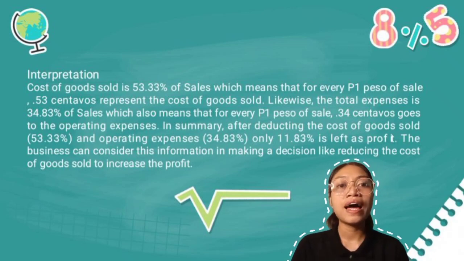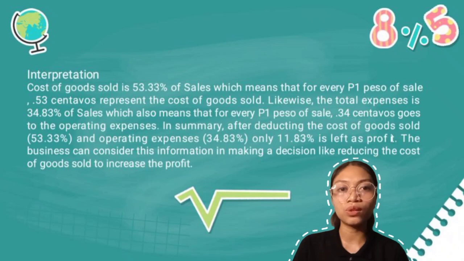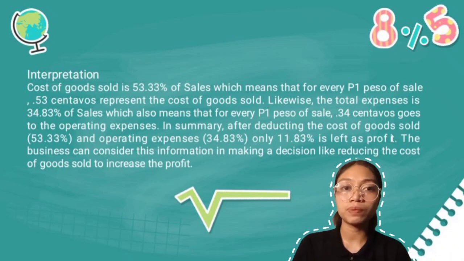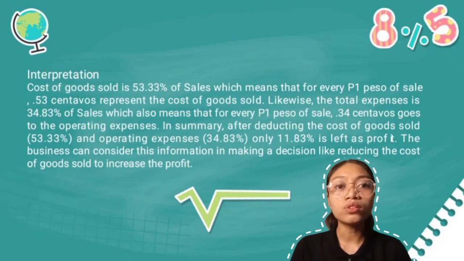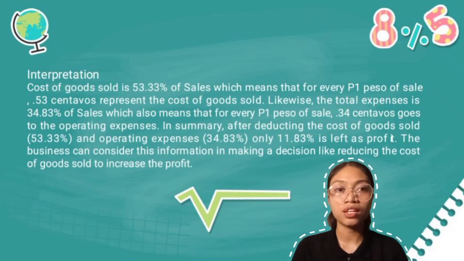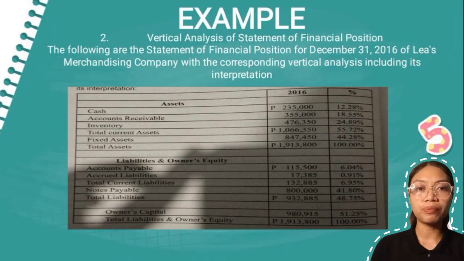In summary, after deducting the cost of goods sold, which is the 53.33%, and operating expenses, which is the 34.83%, only 11.83% is left as profit. The business can consider this information in making a decision like reducing the cost of goods sold to increase the profit. So the second example will be the vertical analysis of statement of financial position.